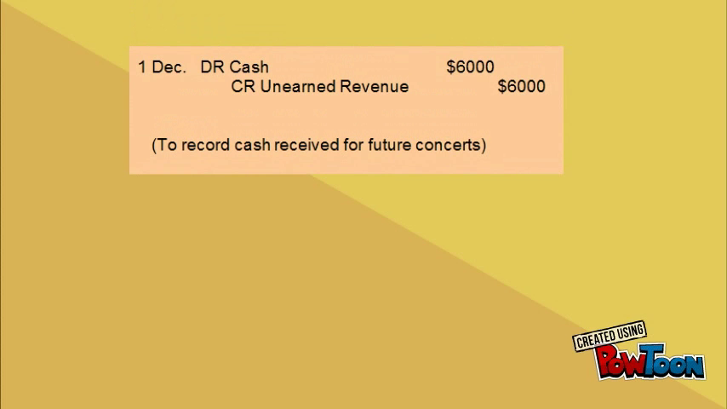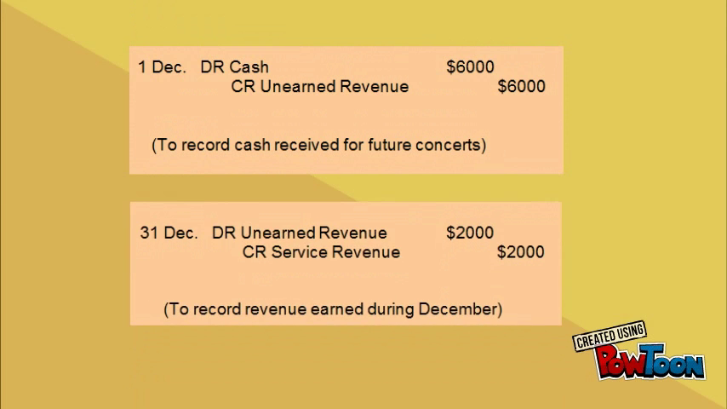On the 1st of December, when ticket sales open, many fans decide to purchase tickets to shows in December, January and February. On the 31st of December, when the statements are being prepared, the December concerts have taken place. Therefore, an adjusting journal entry is made, transferring 1/3 of the amount from unearned revenue to service revenue.